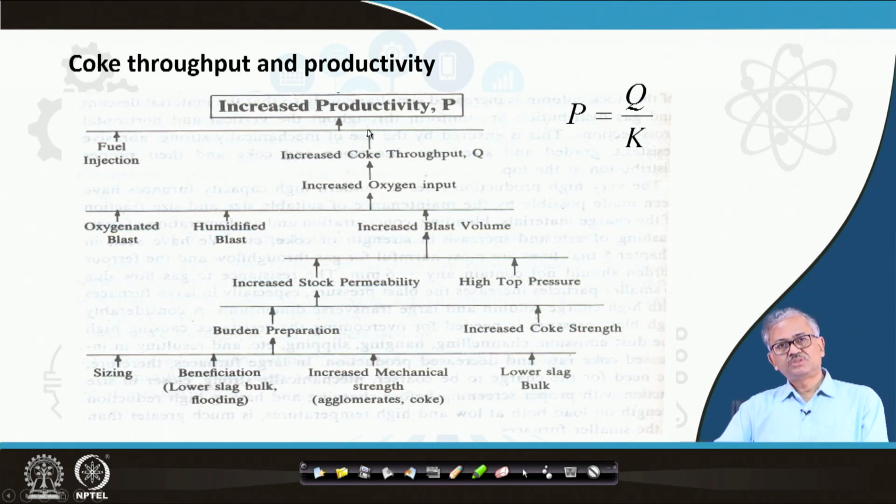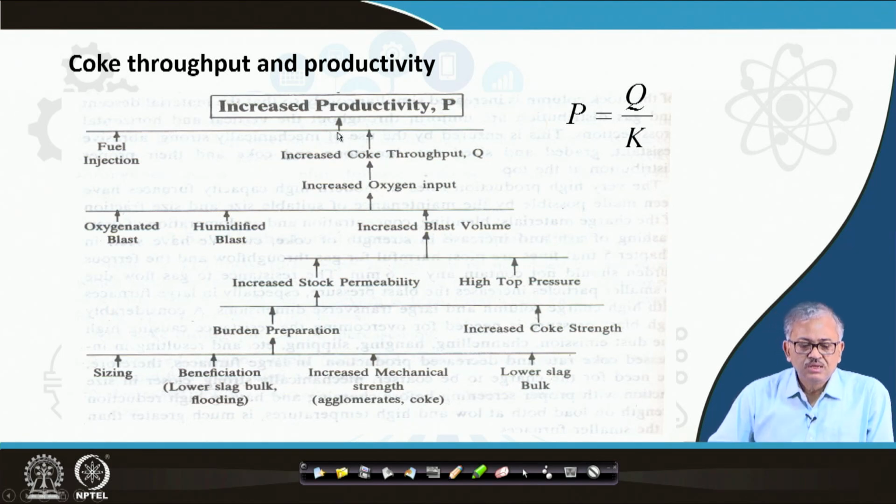When you add some auxiliary fuel, they are generating extra heat. So that extra heat can melt some extra iron, and reduce and melt some extra iron, which can produce more iron. So it is the increased coke throughput as well as the fuel injection. That's why we added them separately. That will increase the productivity.